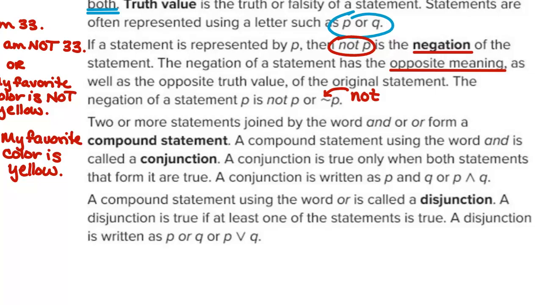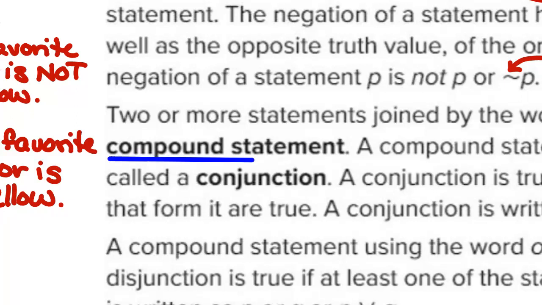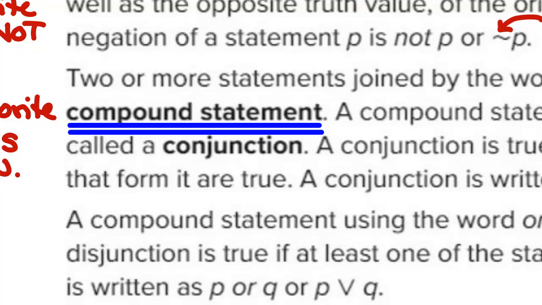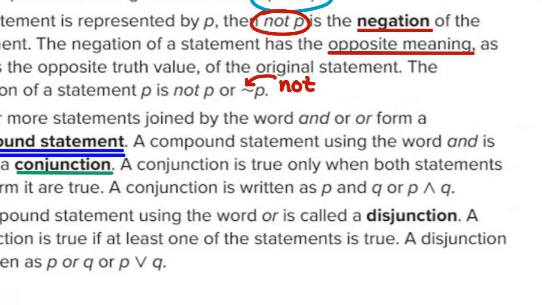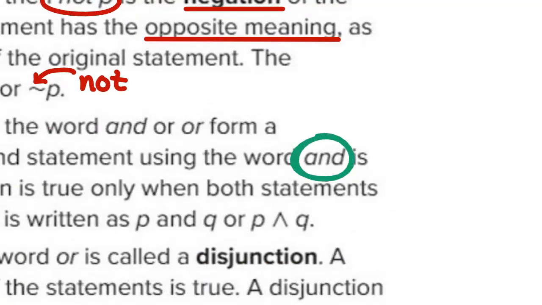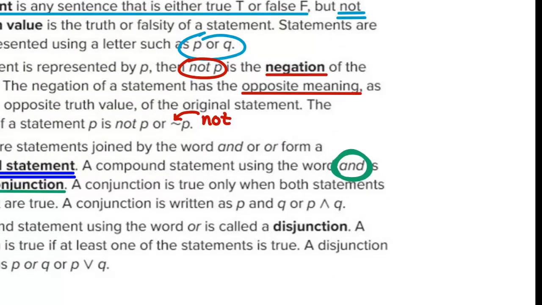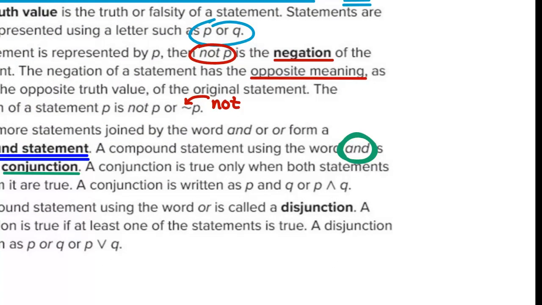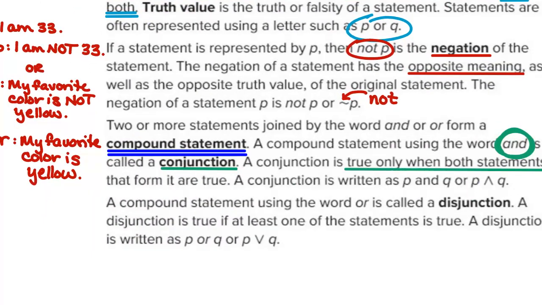And then we have compound statements. There are two kinds of compound statements that we're going to look at. One is called a conjunction. A conjunction is where we put two sentences together with the word and. This is true only when both statements are true.